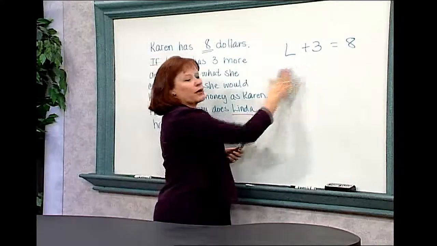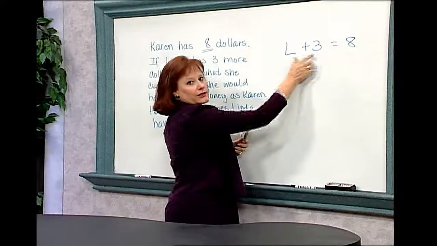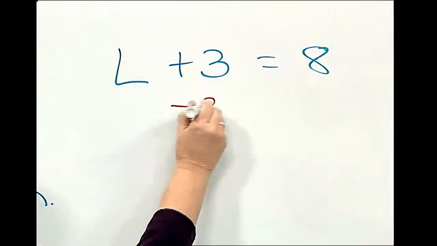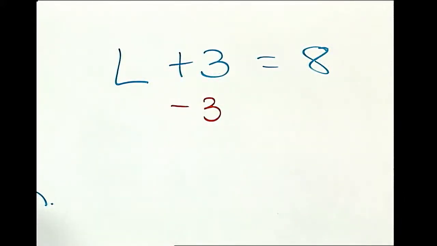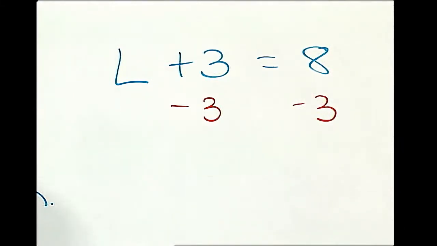Since 3 is added, I want to do the opposite thing to both sides of this equation. I want to get rid of this 3. The way I'm going to do that is by subtracting 3. And as always, whatever you do to the left-hand side of the equation, you must always do to the right-hand side of the equation as well. So I'll subtract 3 from both sides of this equation.